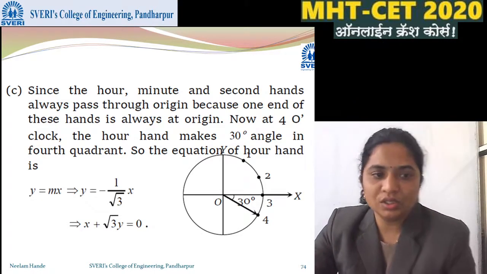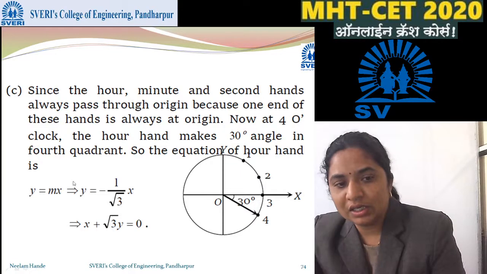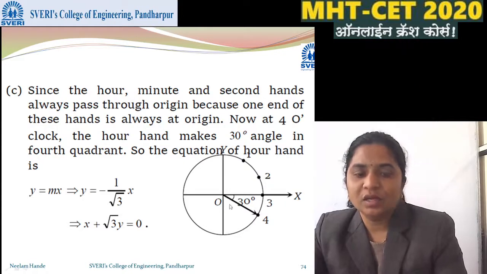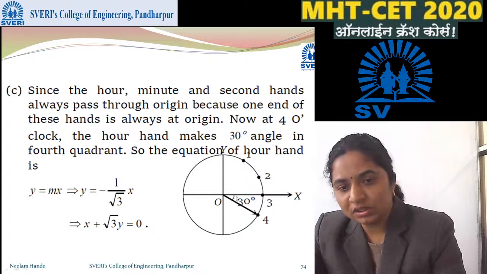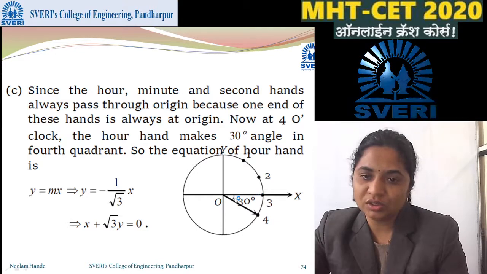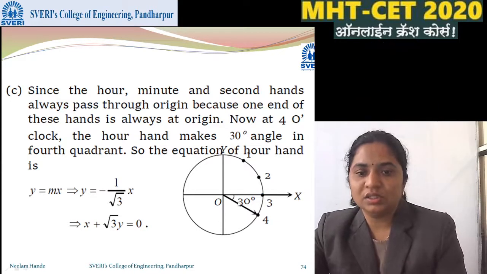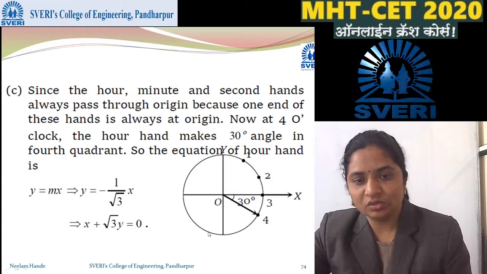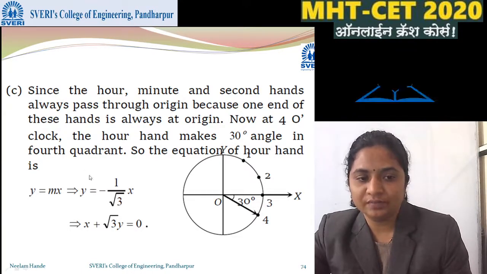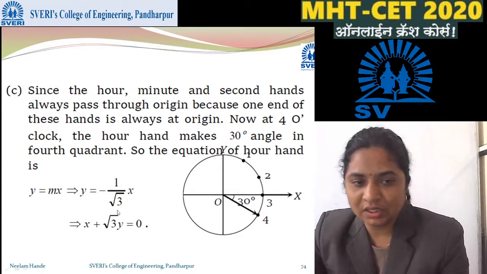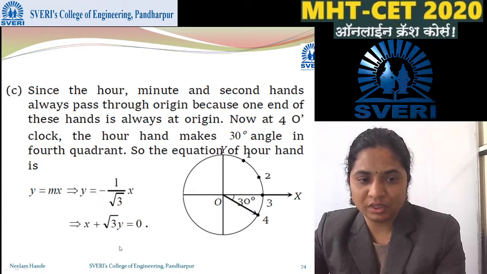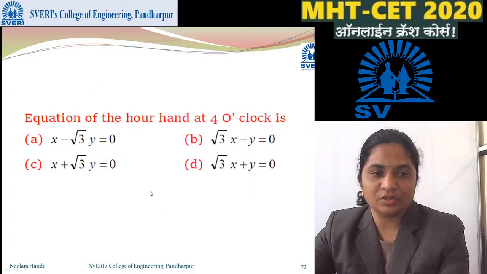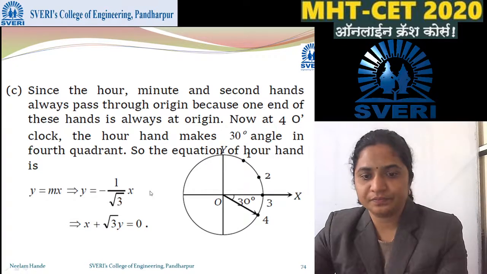Right? So the equation of the hour hand, if I want to write it, is y is mx. But what is m here? m is tan 30, but in the opposite direction. So it is 1 by root 3 but opposite. So m is minus 1 by root 3. That's why it is x plus root 3 y equal to 0. This is the answer. So the correct option is C.